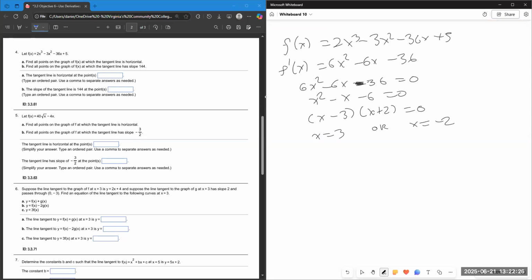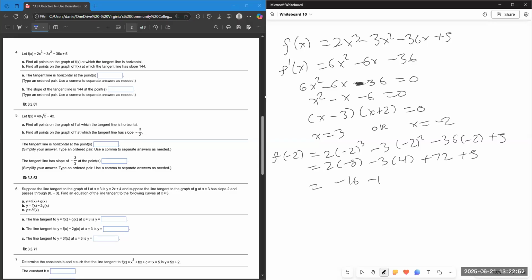So stick those into the original. f of, let's do -2 first, is 2 times -2 cubed minus 3 times -2 squared minus 36 times -2 plus 5. 2 times -8 minus 3 times 4 plus 72 plus 5 is -16 minus 12 plus 77, which is 49. So that gives me the point (-2, 49).